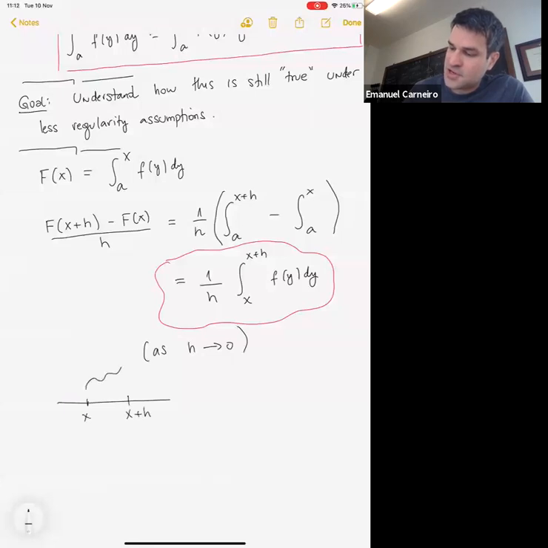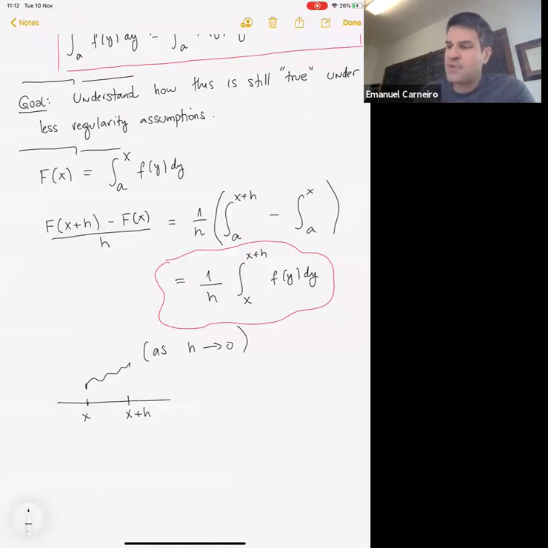So your function is here. You're just taking an average, meaning you're integrating the function and dividing by the length of the interval. So in other words, you're taking the average value of the function in that interval. If your function is continuous, you may expect that when h goes to 0, you go back to the value of the function at the point x.